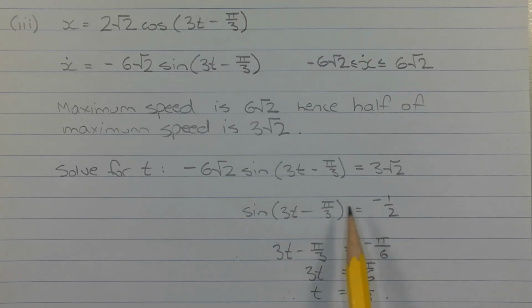Then taking the inverse sine of both sides, we get 3t minus pi over 3 is equal to negative pi over 6. And then adding pi over 3 to both sides, we get 3t is equal to pi over 6. And then dividing both sides by 3, we get t is equal to pi over 18.